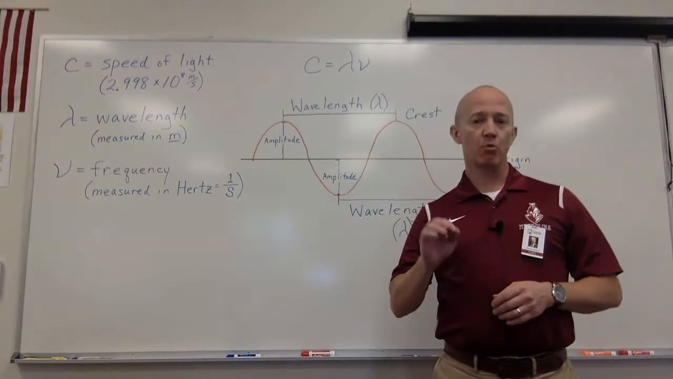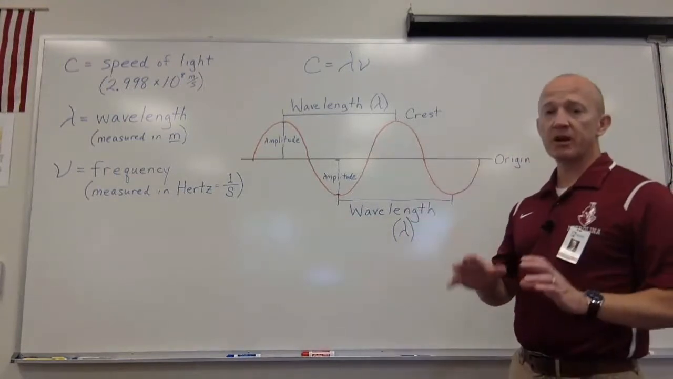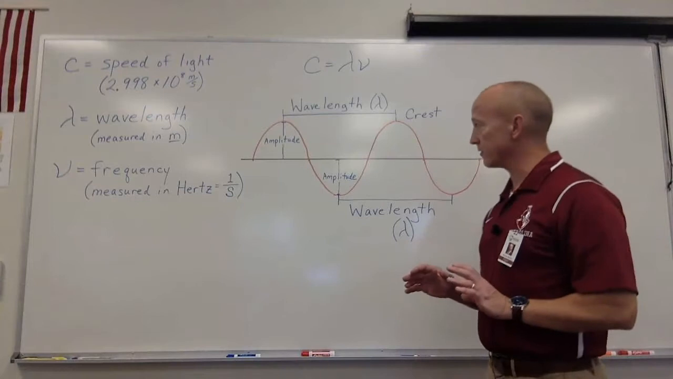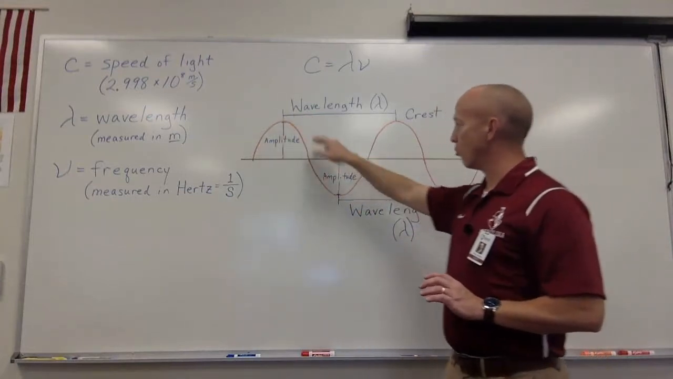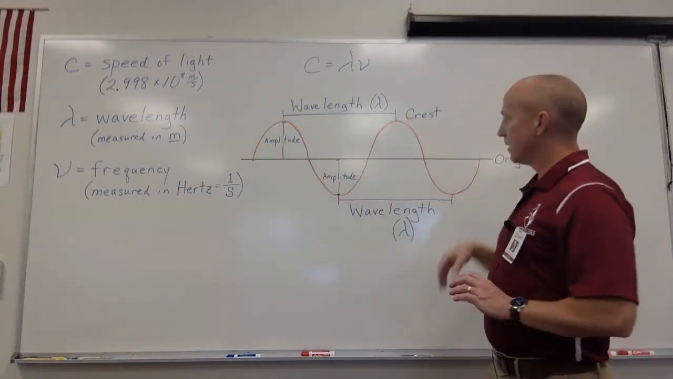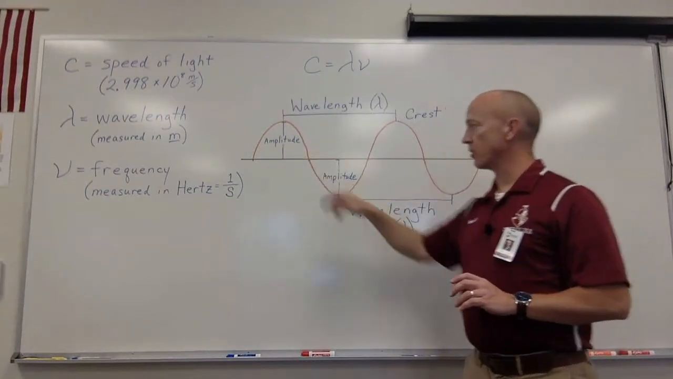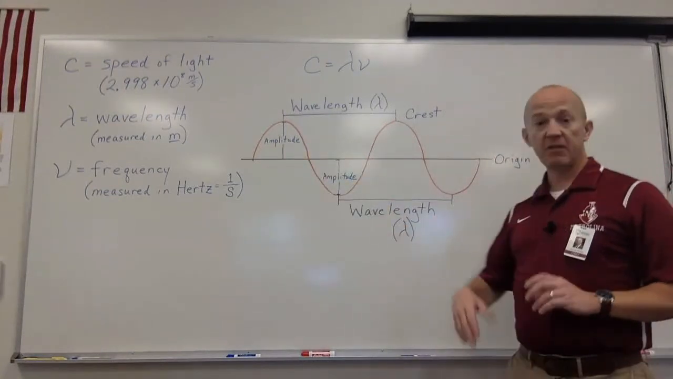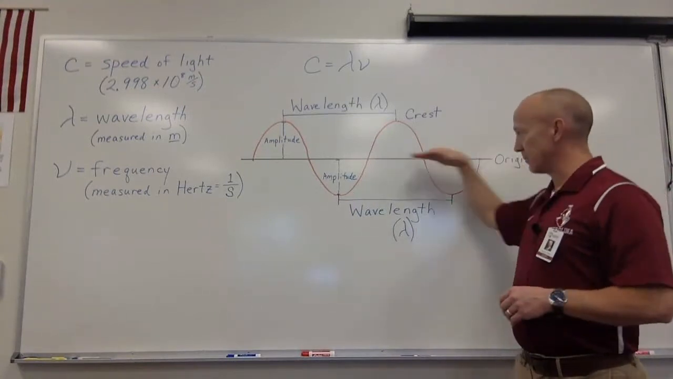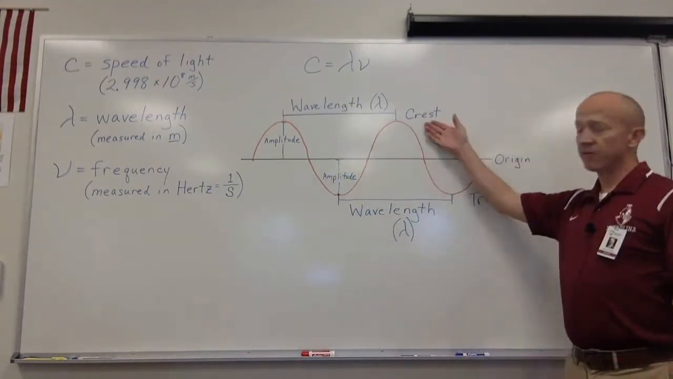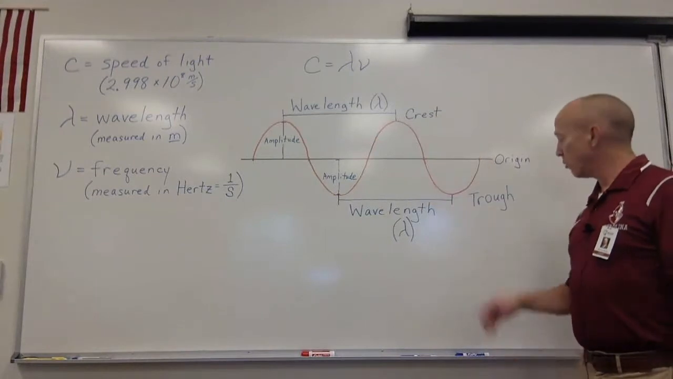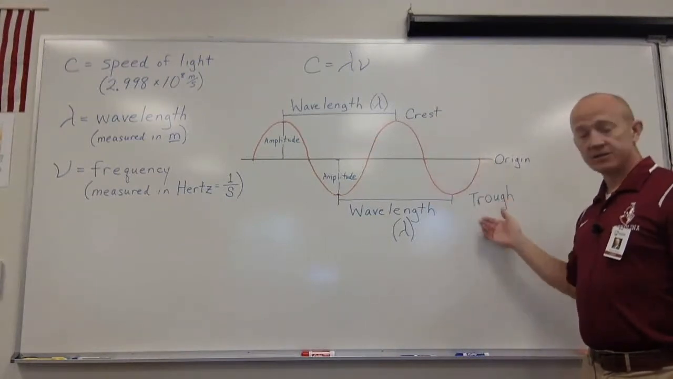So let's talk about waves for just a minute. Here are some characteristics that are common to all waves. I've drawn an example of a wave on the board here. A few things to note. One, the baseline is what we call the origin. If there were no wave at all, it would be simply a flat line. The top of the wave is known as the crest, while the bottom is known as the trough.